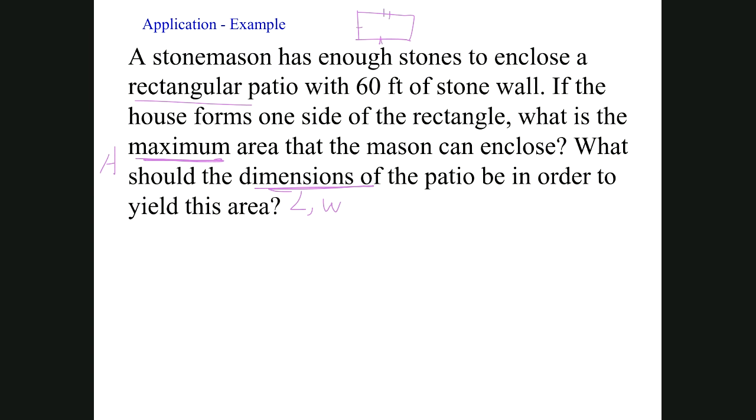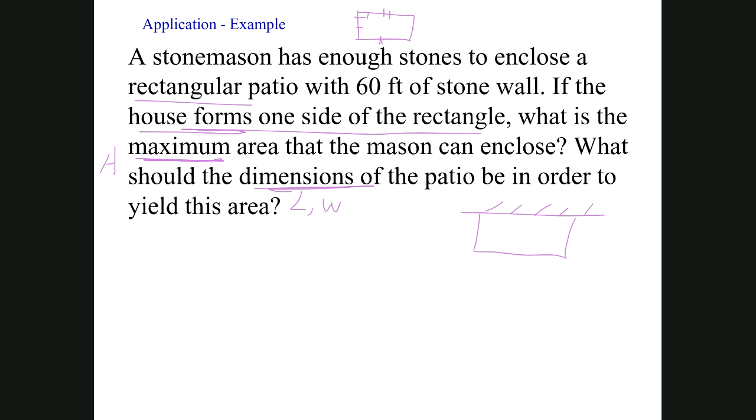Opposite sides are equal. These are all perpendicular, all right? But this time, the house forms one side of the rectangle. So what does that mean in here? That means I don't have to build the four sides. I only need to build the three sides, because the house forms one side of the rectangle.